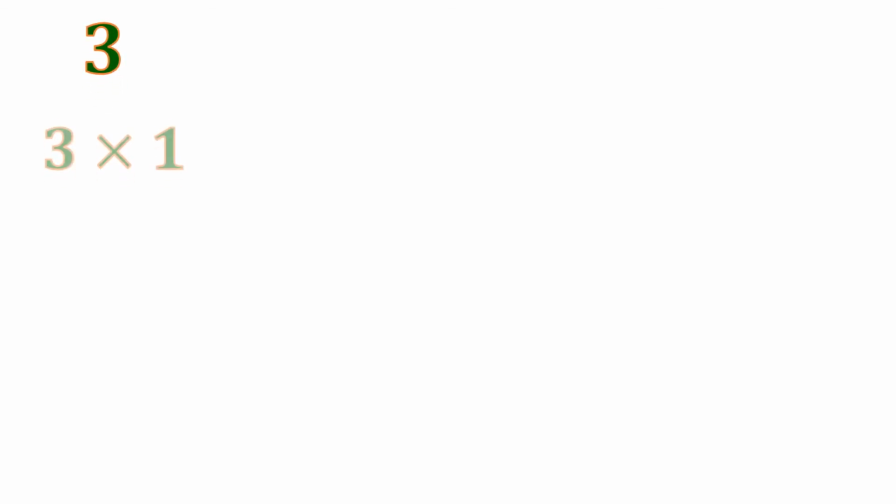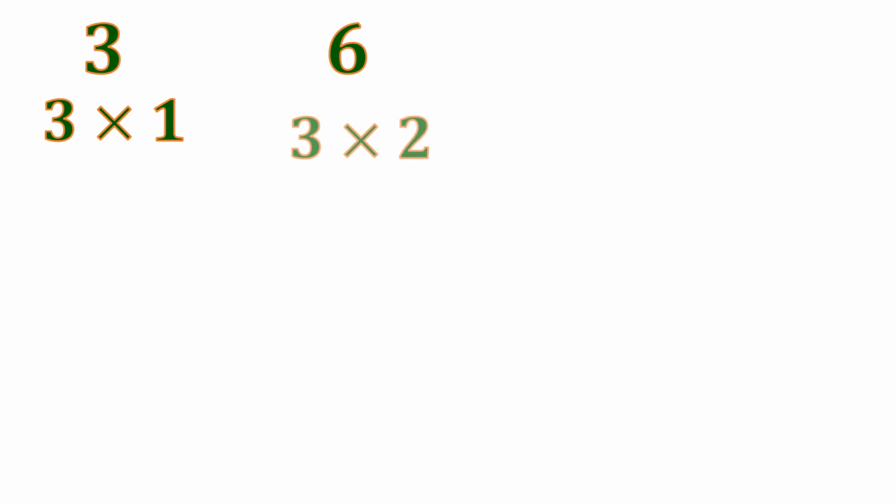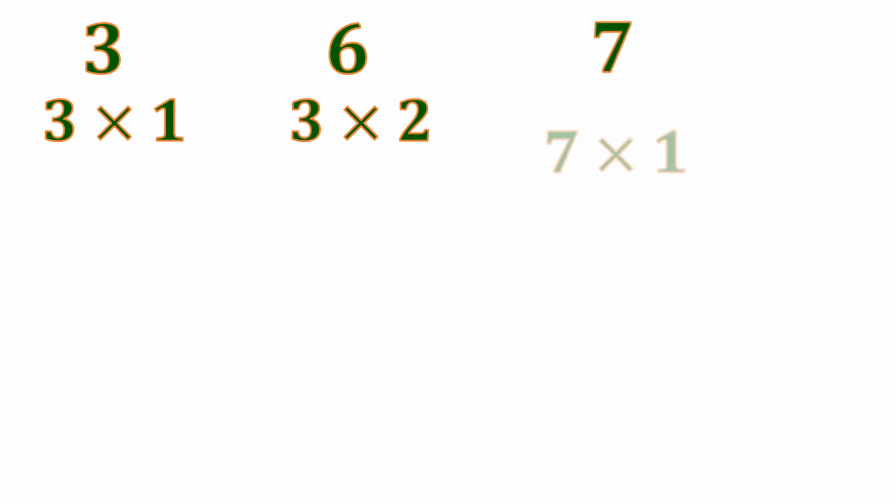So we're going to break it into prime factors. 3 times 1. Because 3 is a prime number, just leave it as 3 times 1. While 6 is a composite number, so it can be written as 3 times 2. So it's composed of primes. And then 7 is a prime number, so it's simply 7 times 1.